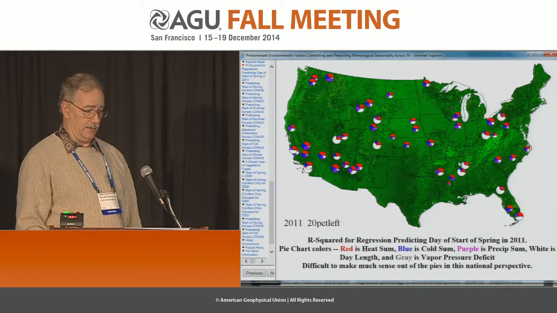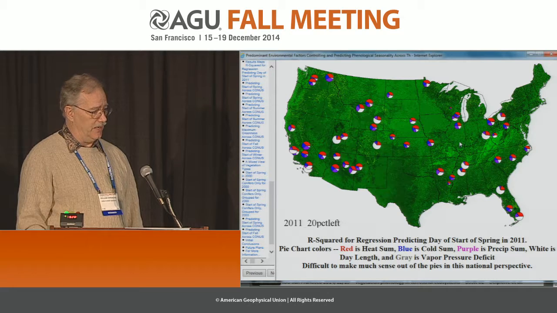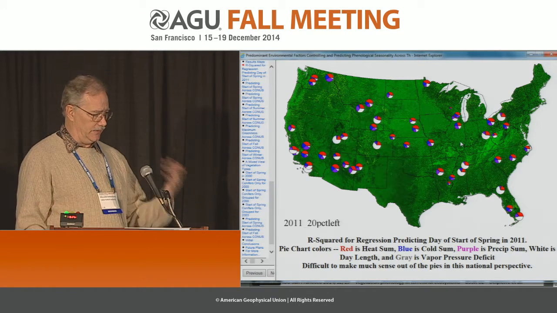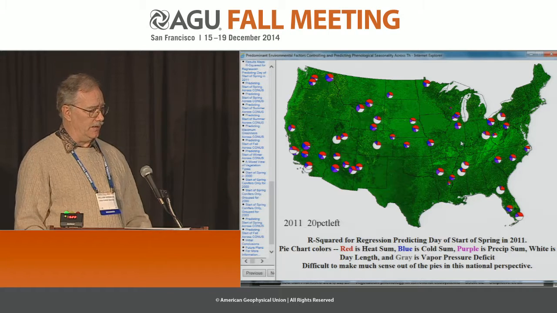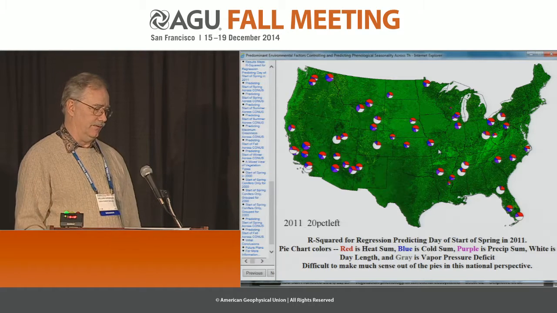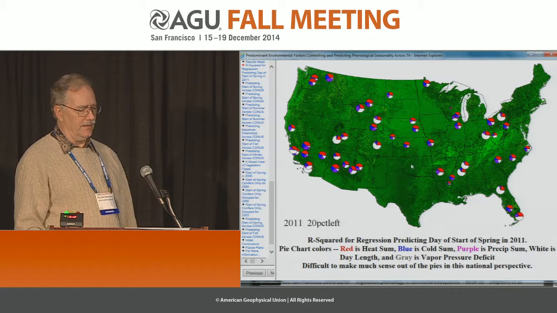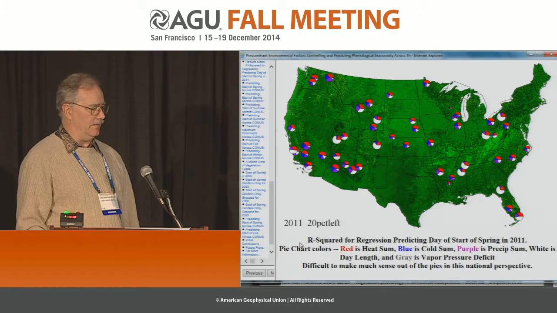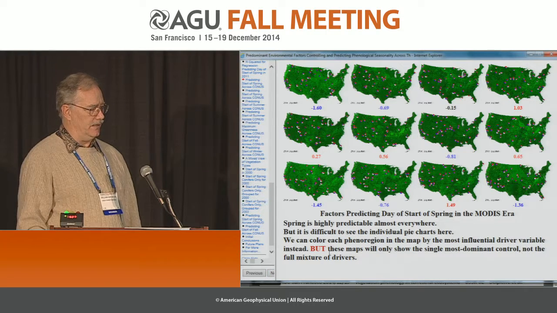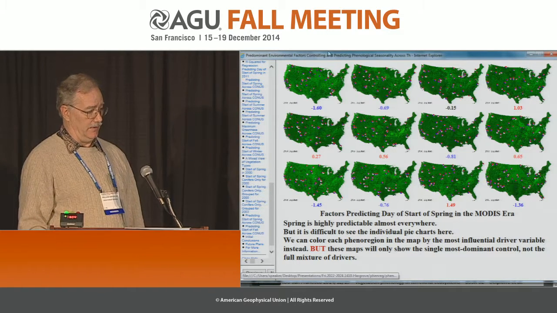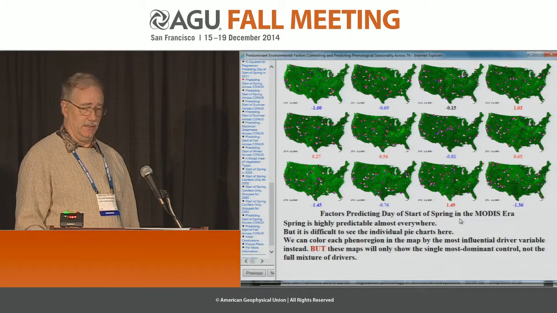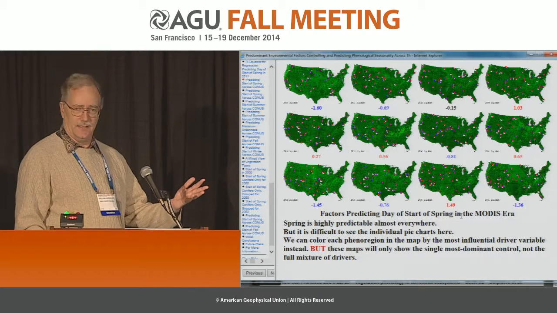You can see immediately that we got very high R squareds everywhere for this. Again, red is heat, blue is cold sum, purple is precip, white is day length, and the grays, there are not very many grays, but that's vapor pressure deficit. And at this kind of a scale, it's very difficult to see much of a pattern among the pies, but hang on. So here's the 12 years. This is 2000 at reading style here, and this is 2011. You can immediately see that spring is highly predictable almost everywhere, at least in terms of these phenological milestones. But you can't see the pies in this kind of presentation.